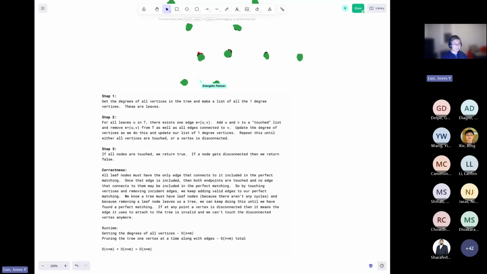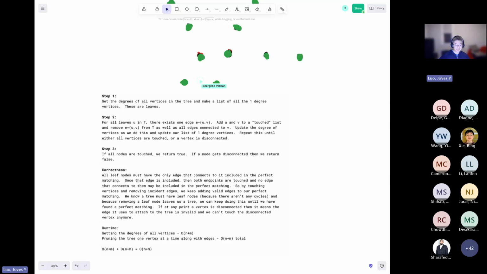Okay, so the correctness is that all leaf nodes must have the only edge that connects to it included in the perfect matching. Once that edge is included, then both endpoints are touched and no edge that connects to them may be included in the perfect matching. So by touching vertices and removing incident edges, we keep adding valid edges to our perfect matching. We know a tree must have leaf nodes because they're underneath cycles. And because removing a leaf node leaves us a tree, that's just a true statement for trees. We can keep doing this until we have found a perfect matching.